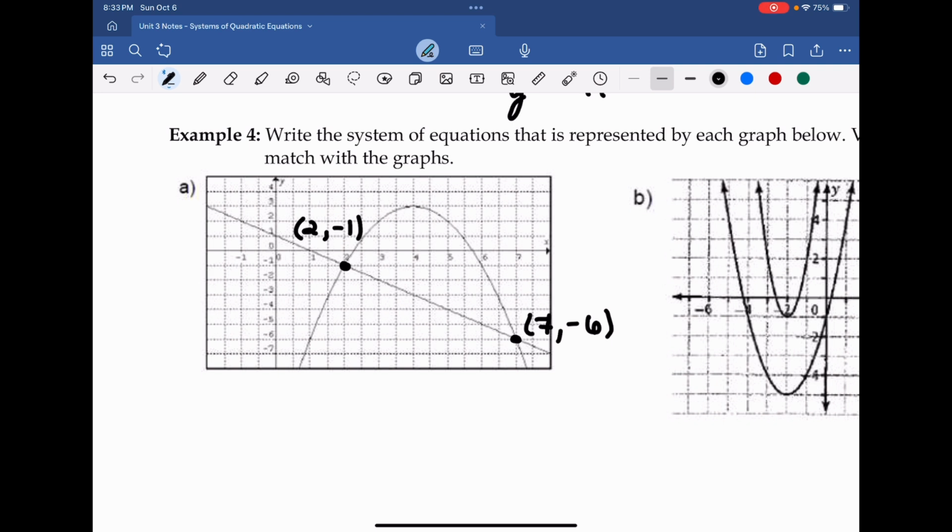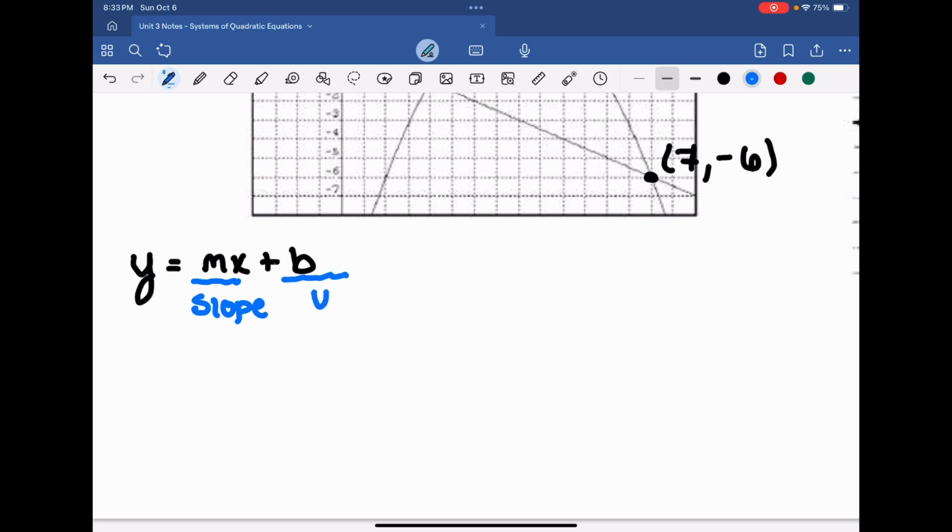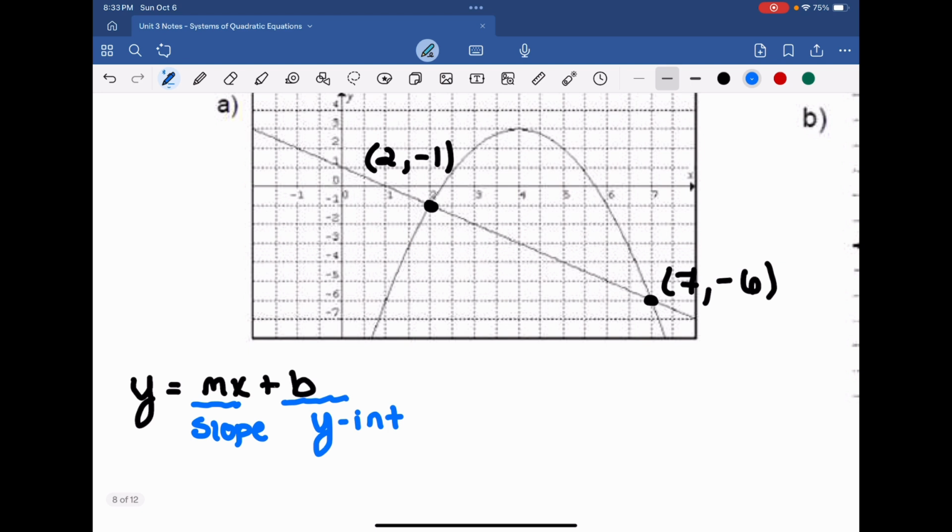Now, to get our equations from here, we have to figure out, if it's a linear line, we know linear lines have the following form. We know they're y equals mx plus b. So for the first equation, if it's y equals mx plus b, where the m value is the slope, and this is the y-intercept, then we need to figure out those two values.